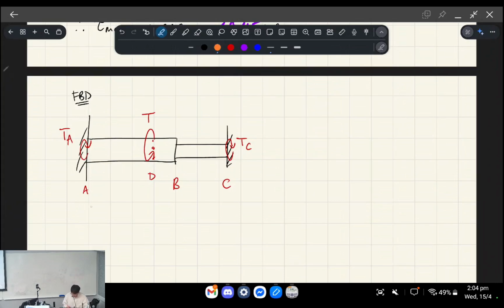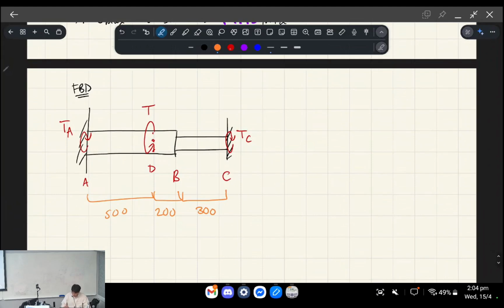And in terms of dimensions, D is in the midpoint, right? So that's at 500. This is 200 apart. And this is 300 apart, okay? So the whole thing's 1 meter long. And what the question is telling us is that the twist at B is still 1 degree, or in other words, 0.0175 radians.